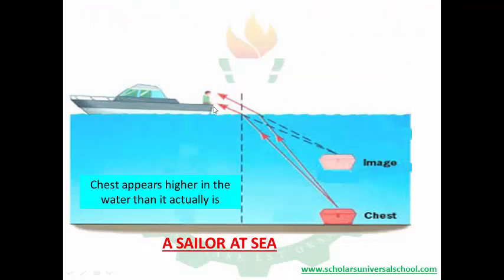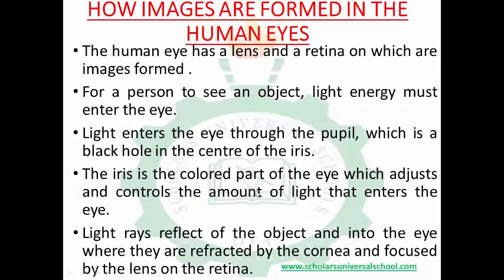Now look at the sailor here. This is where the chest is normally, but because of refraction, this is the apparent image the man is seeing, but this is the real image. It will look closer than it actually is. The chest appears higher in the water than it actually is. So these are dangers of refraction.